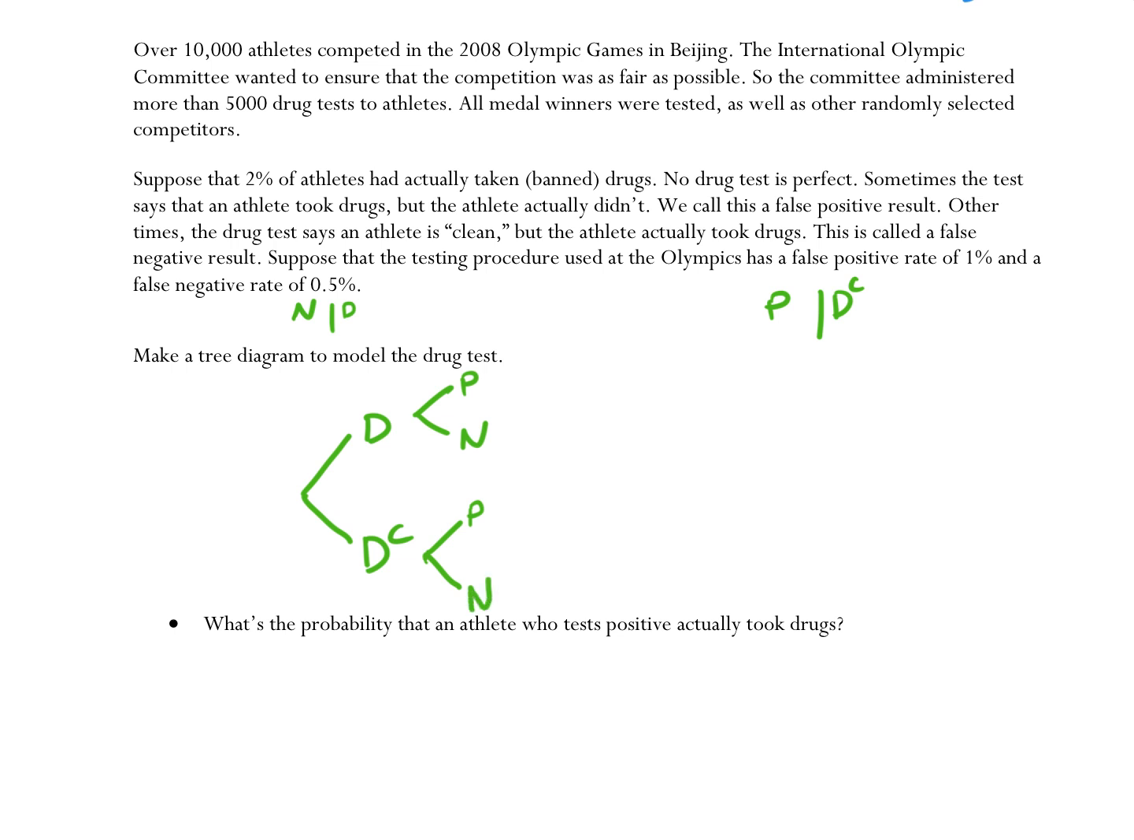Are we feeling okay still? Now let's put in some probabilities. What do we know? Do we know anything about these probabilities? 2%. The probability of this branch is 2%. You guys comfortable with that? So what I'm going to do is put a 0.02 over that branch.